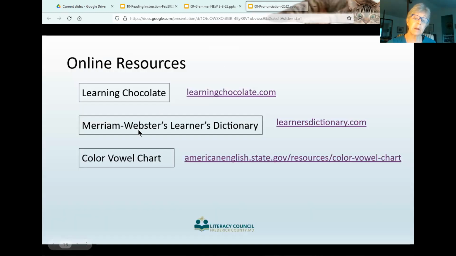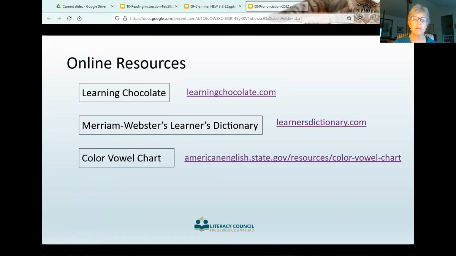The next website is a dictionary for ESL learners. This is a good one because when the student looks up the meaning of a word, the pronunciation is included. Are you demoing that one, Carolyn, or not? No. Okay, great. We'll just go right on. And then the third website, Color Vowel Chart, is great for listening to and learning the vowel sounds. When you have time, poke around this website and read how it can be useful. Those are just a few sites good for pronunciation.